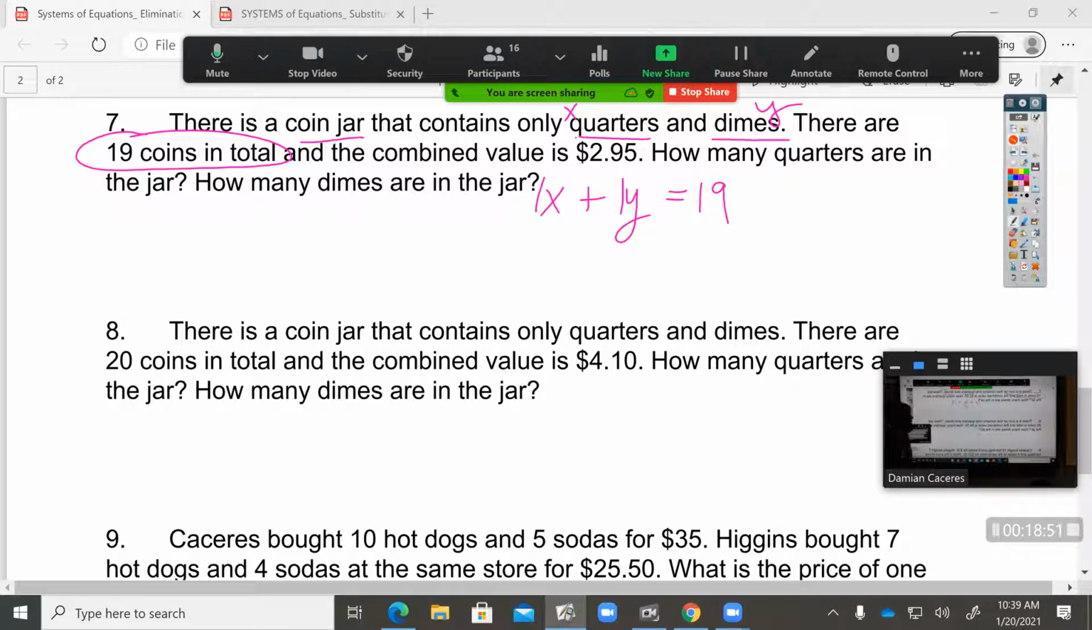Now we create the second equation. The second equation is value-based. Look at the total here, $2.95. So now we know that this equation has to be value-based. So we know that quarters are 25 cents. So we need to put 0.25x plus dimes are 10 cents. So we're going to put 0.10y. Now we have both equations.